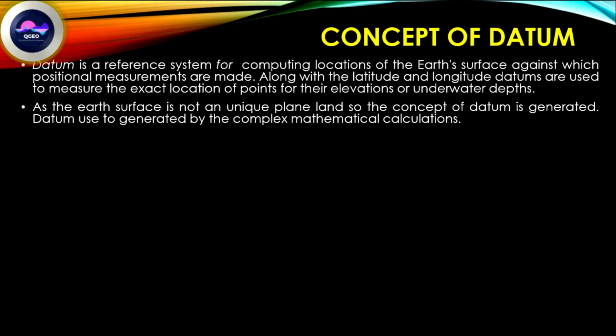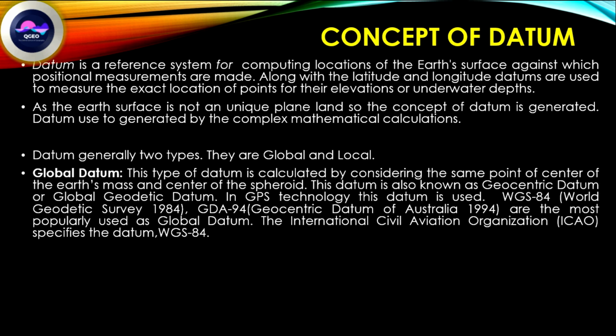Datum is generated by complex mathematical calculation. Datum generally has two types: global and local. In global datum, this type of datum is calculated by considering the same point for the center of the earth's mass and the center of the spheroid. This datum is also known as geocentric datum or global geodetic datum. In GPS technology, this datum is used.